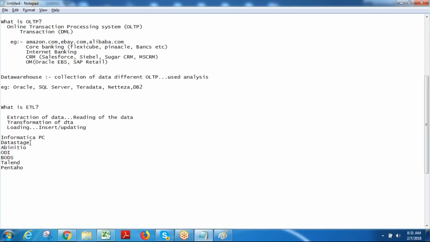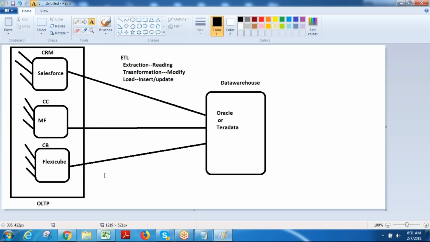Among that, DataStage, Informatica PowerCenter, and Ab Initio are more popular. And Talend is open source, and it also works with big data as well. So these are the different ETL tools which are available. Whenever any enterprise wants to build a data warehouse, or they want to build any application for analyzing the data, then they use ETL tools for migrating the data from their transactional systems.